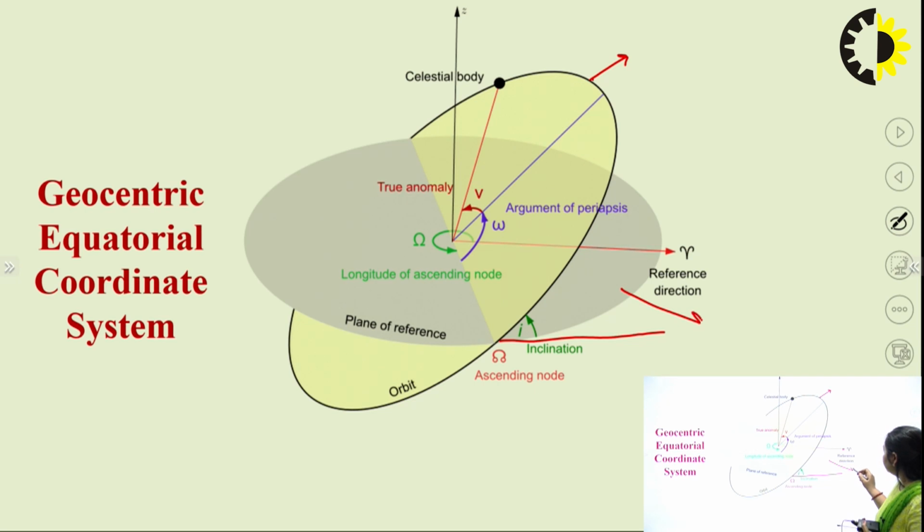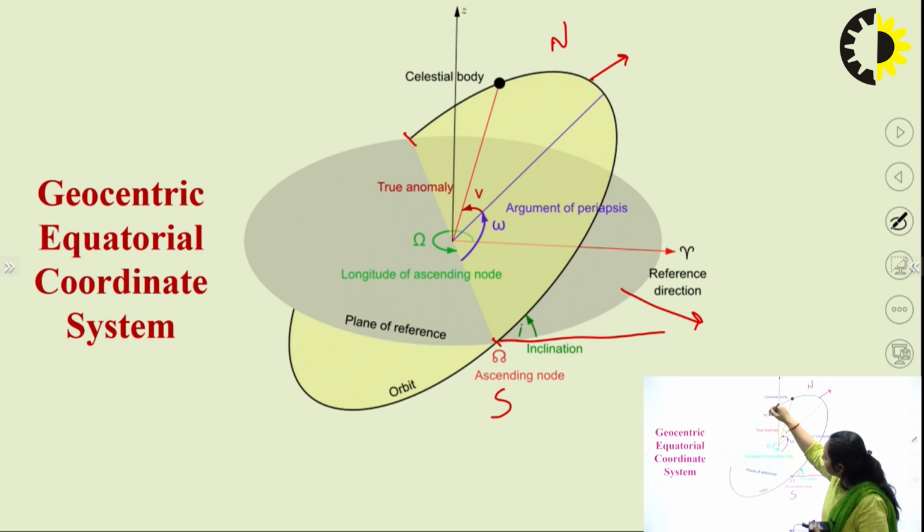The gray one is my equatorial plane, and this is the orbit of the satellite. While revolving, the satellite is inclined at a particular angle, which we denote by i, that is the inclination. Now see here, this is the point where the orbit of the satellite cuts the equatorial plane while going from south to north. We call it the ascending node. Here you have the descending node.